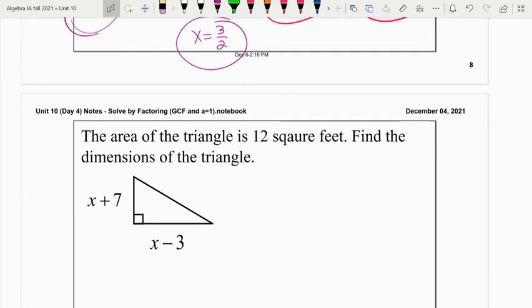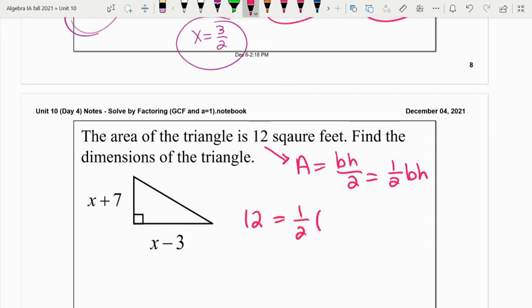Next one, the area of a triangle is 12 square feet. Find the dimensions. All right, so you have to know the area of a triangle is base times height divided by 2, or 1/2 base times height. So let's write that out. So my area is 12 equals 1/2 my base, which is x minus 3, times my height, x plus 7.